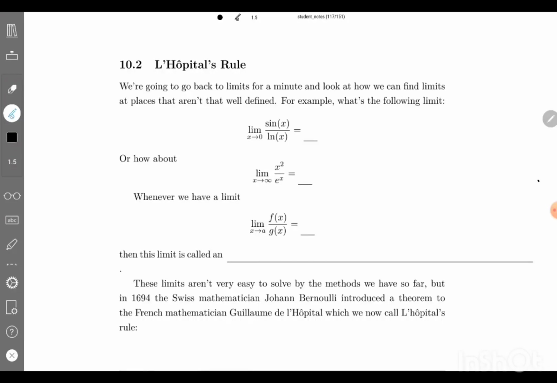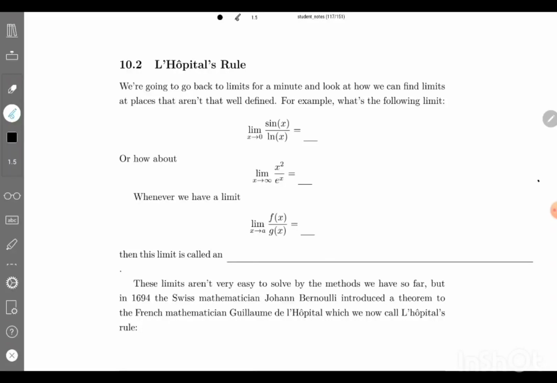I think a lot of students like this rule just because it makes limits significantly easier. And basically the rule, there's one thing we have to do, right? So one of the rules we have is we're going to look at a limit like this, right? So we have the limit as x goes to 0 of sine of x over natural log of x.